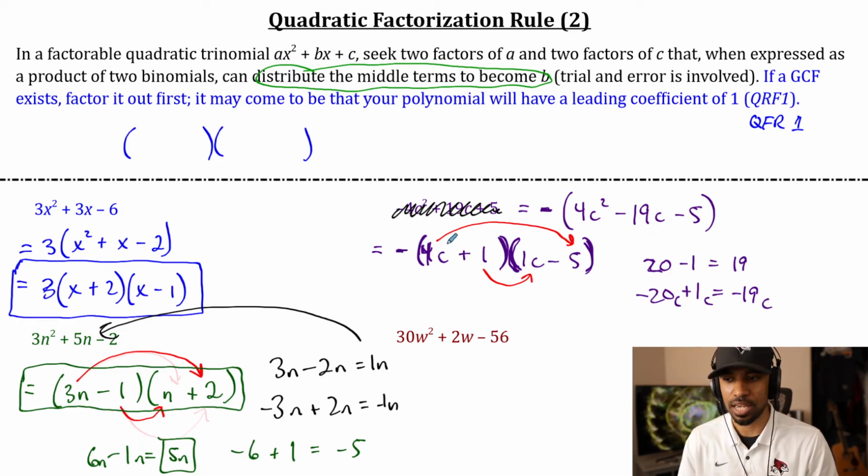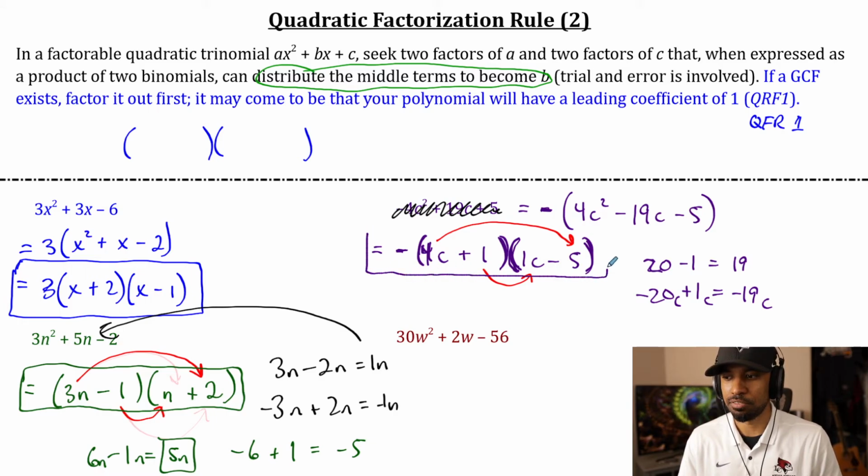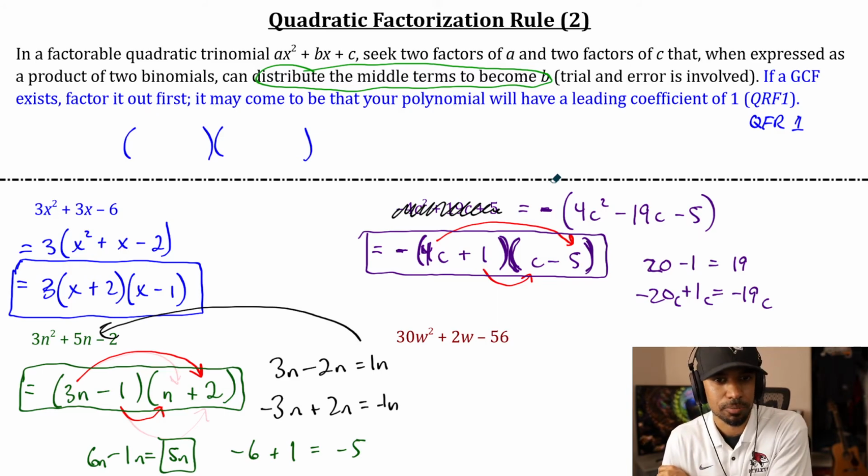Remember, the negative's on the outside, not affecting when I distribute all this stuff on the inside, but it still stays on the outside when I'm done and when I'm factored. So that's the end result right there: the opposite of the quantity 4c plus 1 times 1c minus 5. And again, this 1 doesn't have to be here. It can just be c minus 5 and you're good, but that's the end result.